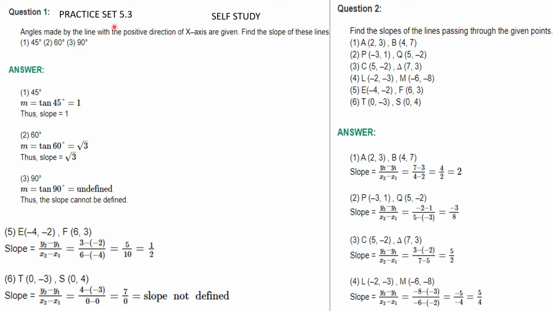Practice set 5.3, question number 1. This is also given for self-study. Angles made by the line with the positive direction of x-axis are given. Find the slope of these lines.